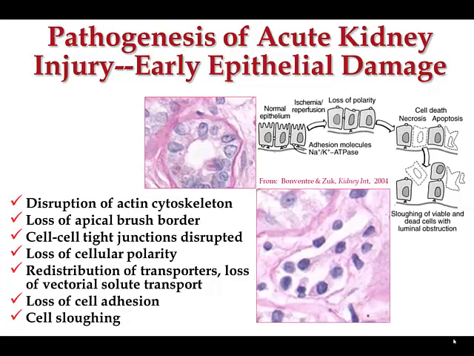Ultimately, then we often get lack of adhesion of these cells to the basement membrane. They slough off the basement membrane into the tubular lumen, and then ultimately these cells may undergo apoptosis or necrosis and then be lost.